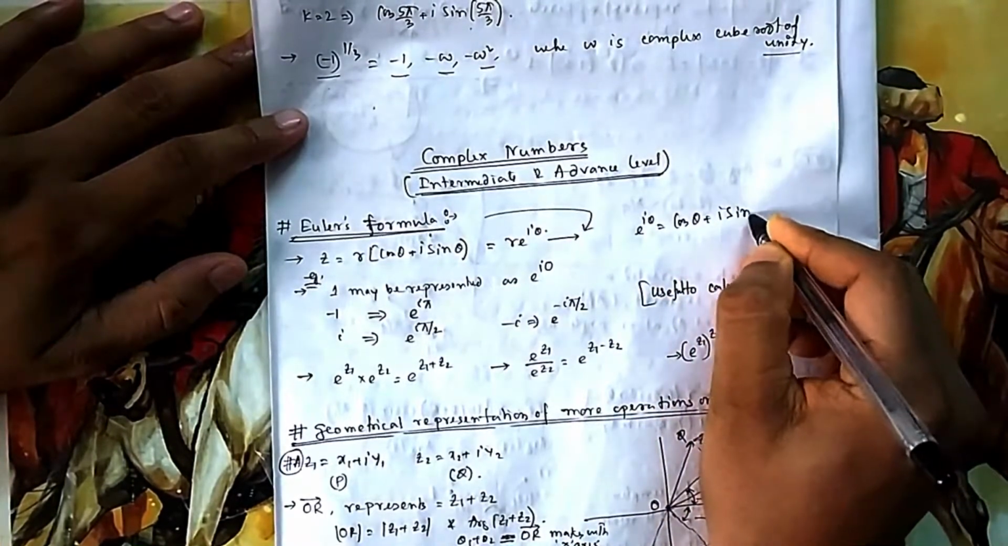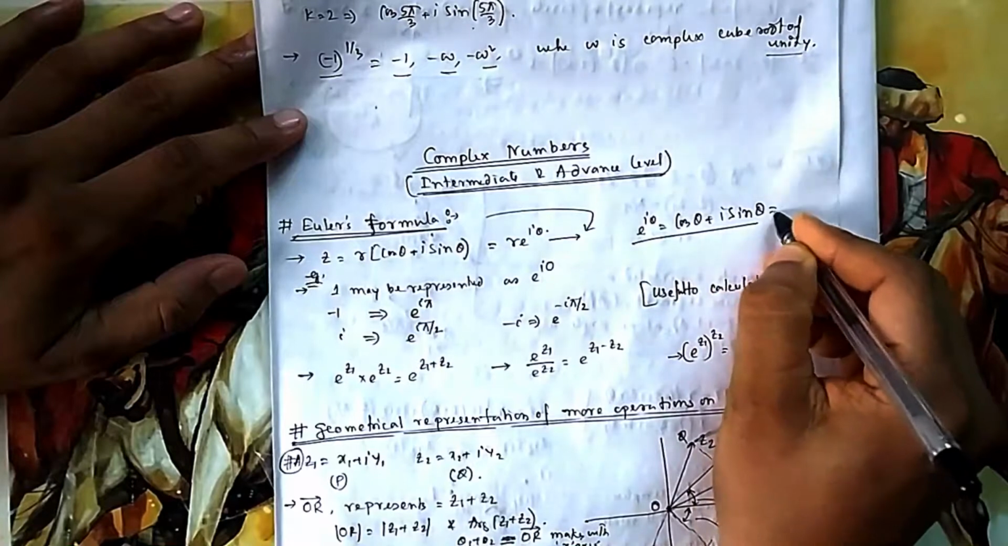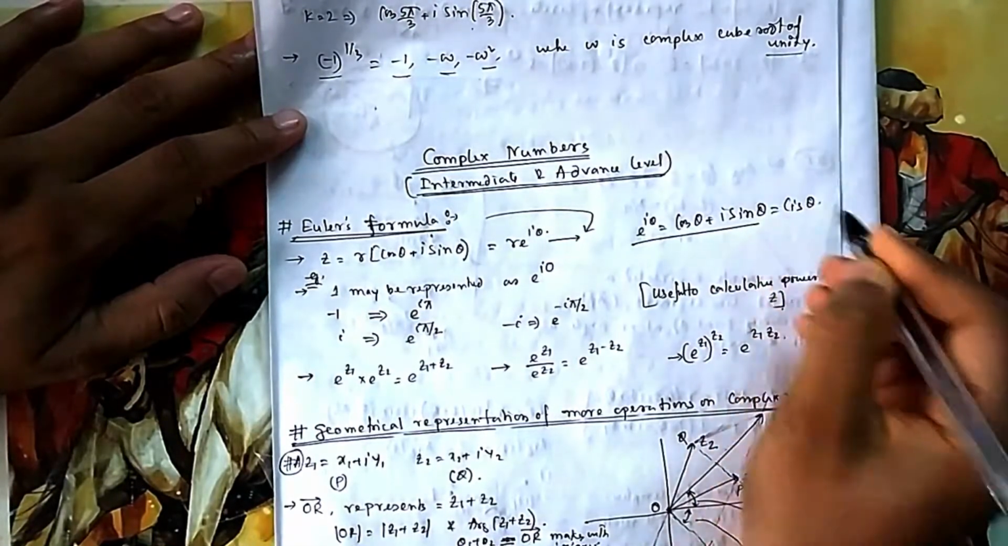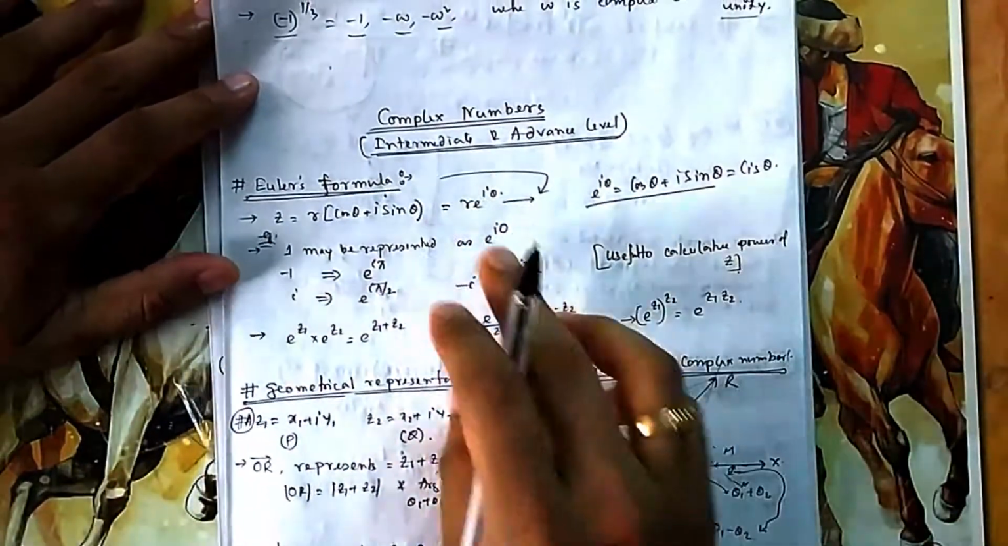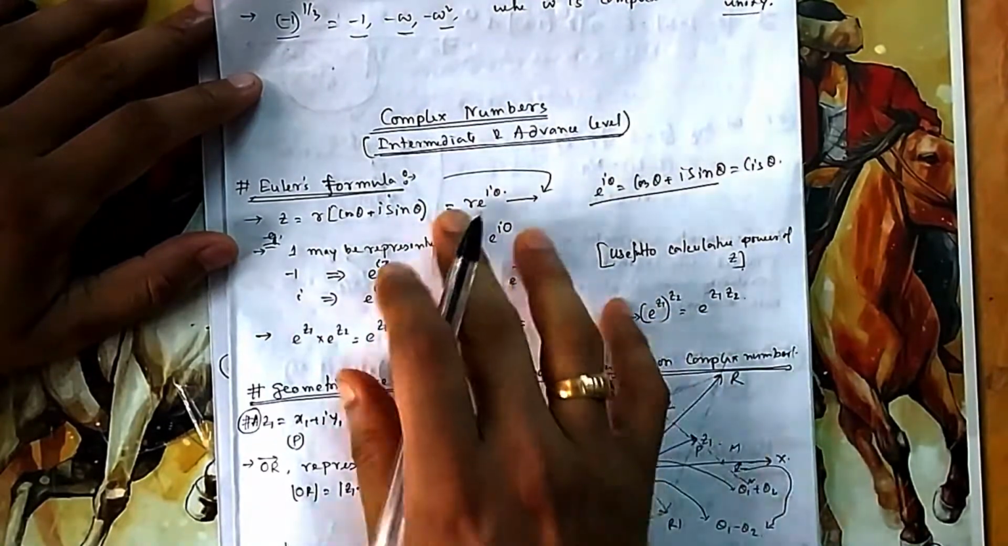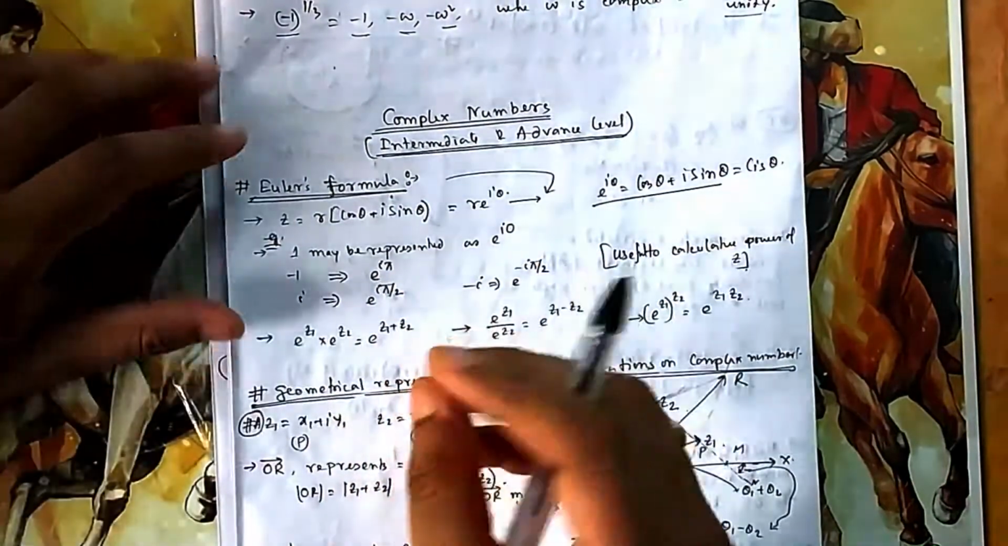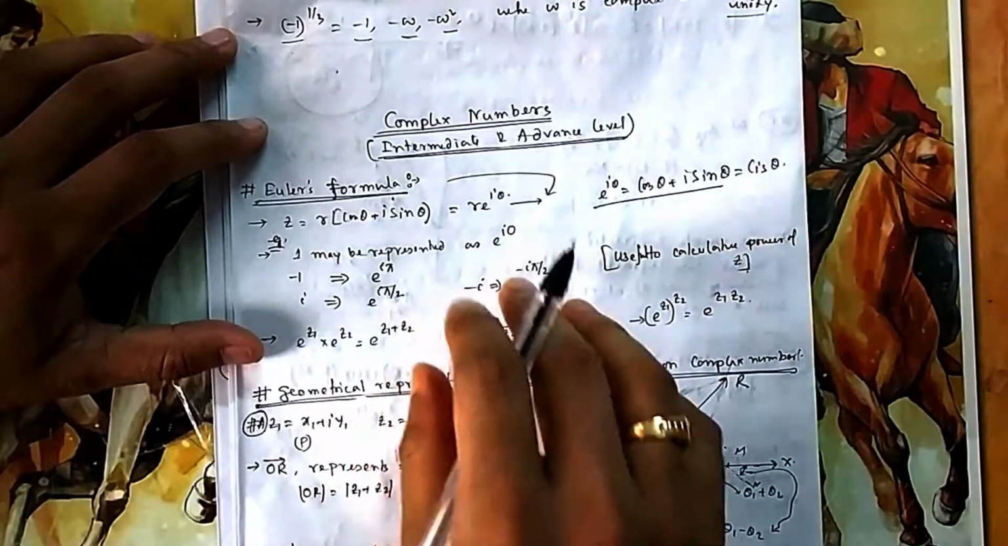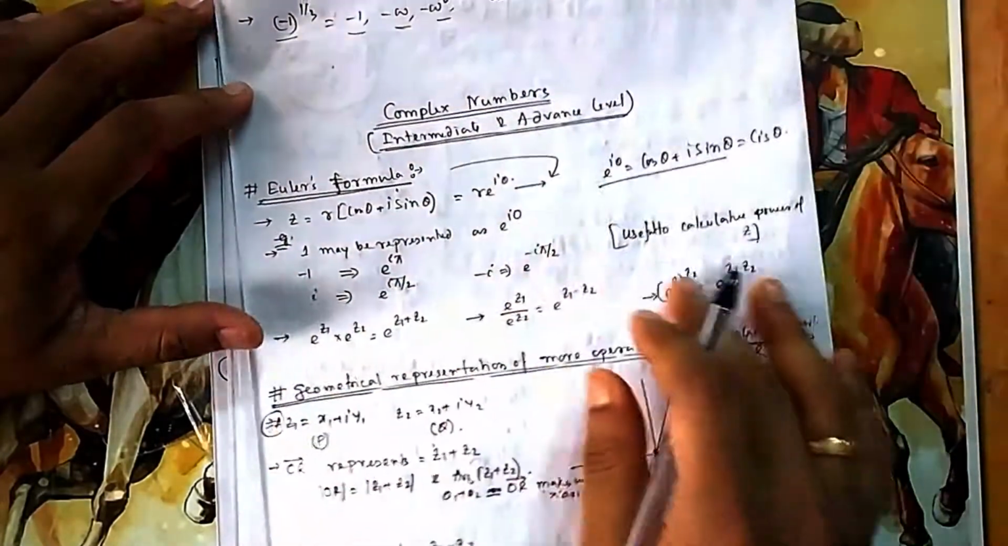E to the power i theta is equal to cos theta plus i sin theta, or in short form it is written as cis theta. So that is r e to the power i theta. So it is very useful whenever you find something absurd coming above a complex number. So we will see one example.